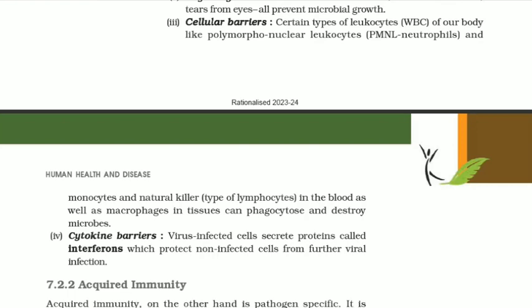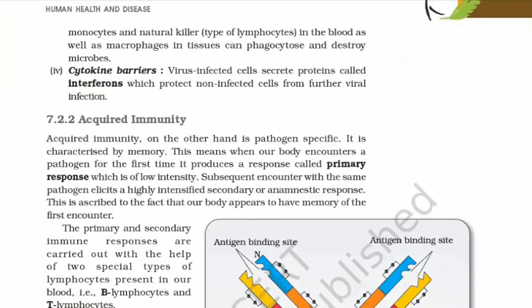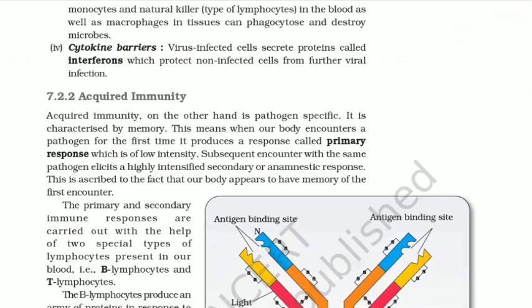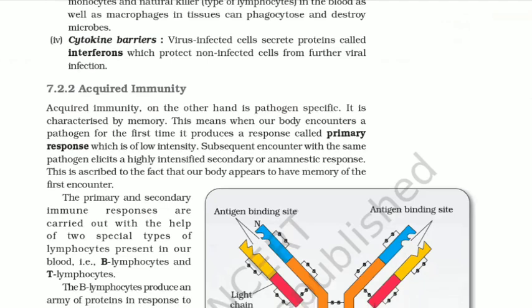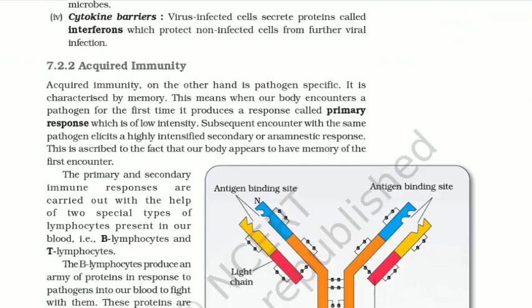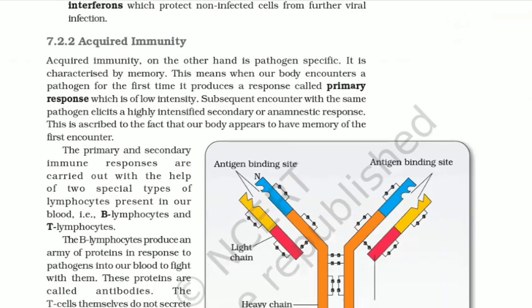Number three, cellular barriers. Certain types of leukocytes, that is WBC, of our body, like polymorphonuclear leukocytes and monocytes and natural killer cells in the blood, as well as macrophages in tissue, can phagocytose and destroy microbes. Number four, cytokine barriers. Virus infected cells secrete proteins called interferons, which protect non-infected cells from further viral infection.